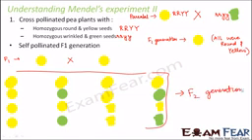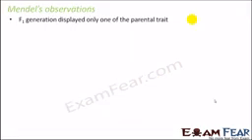So what was Mendel's observation looking at this dihybrid cross? So Mendel observed that the F1 generation displayed only one of the parental traits. And what was that one trait which got displayed? It was yellow and round. So what did it show? It showed that the yellow color was dominant over green color, and the round shape was dominant over the wrinkled shape. So it showed that only the dominant trait got displayed in the F1 generation, and the recessive trait, that is the green and wrinkled, remained hidden.